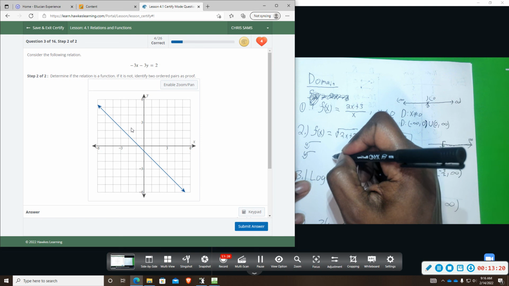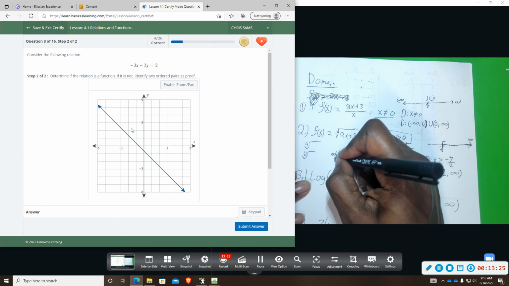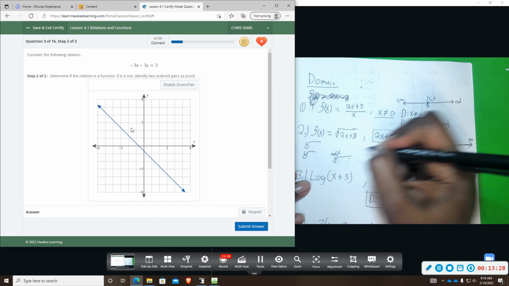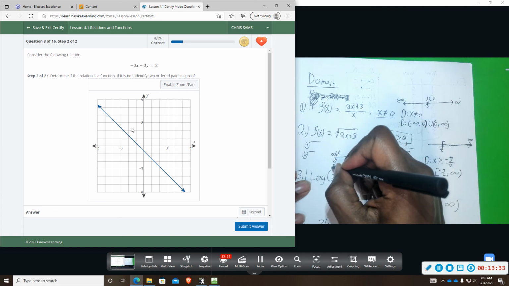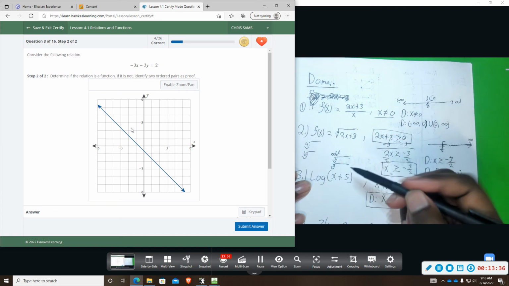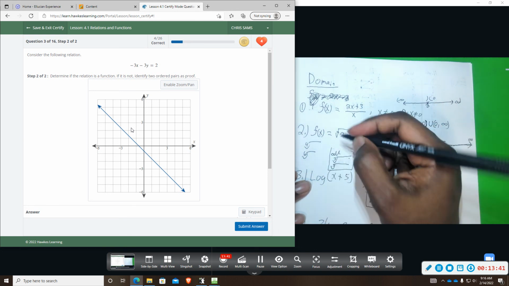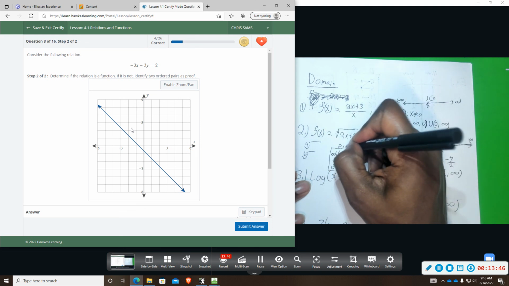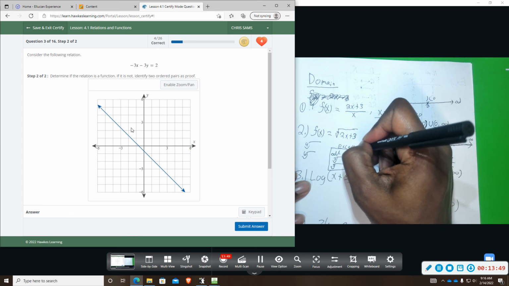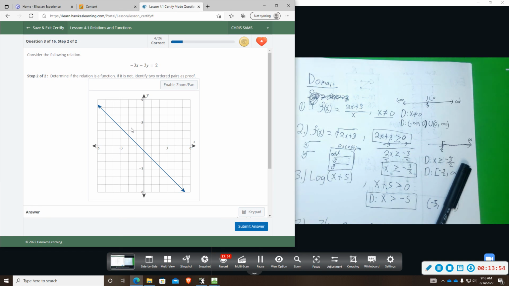However, if you had an odd root, there's no restriction. So you can have a cube root. This will not apply because you can have a negative under a cube root. So any odd number, you can have a 5th root. The restriction will not apply in that case. So be careful with that one. These are the exceptions to this rule, the odd. Okay. But in this case, this is a function if you did the vertical line test.